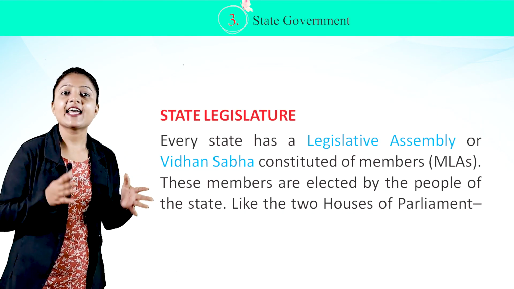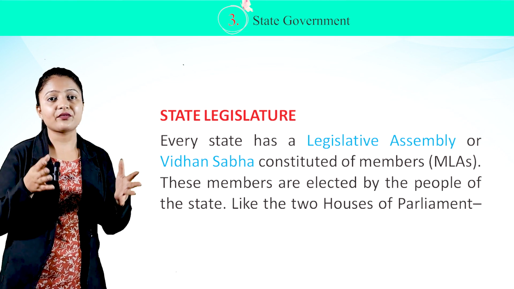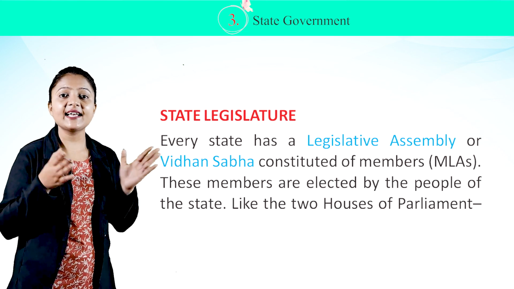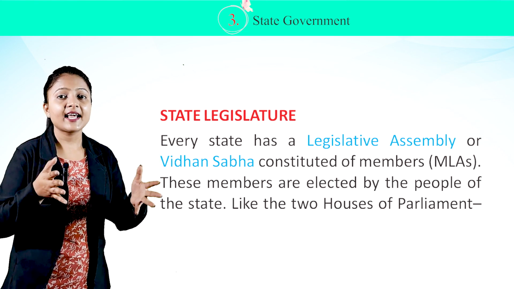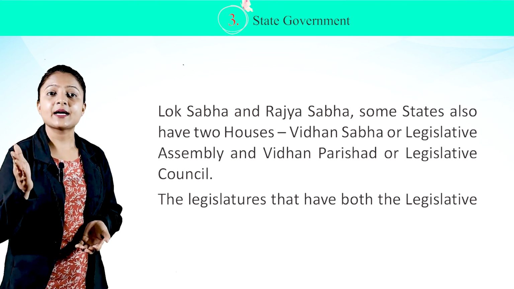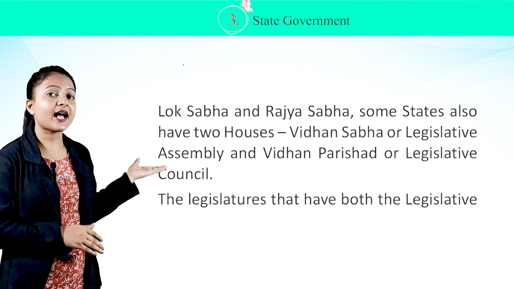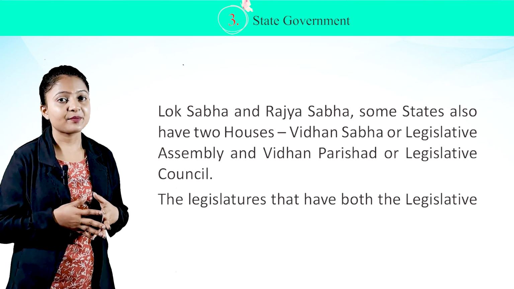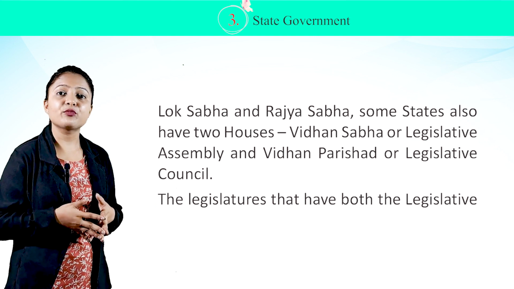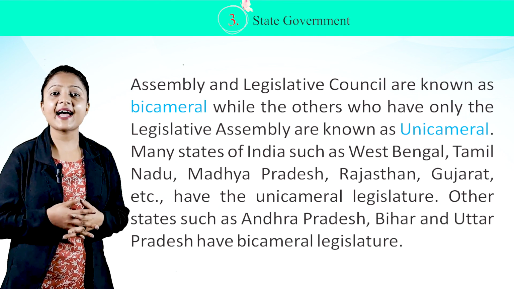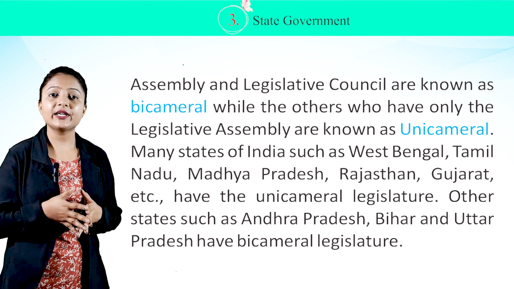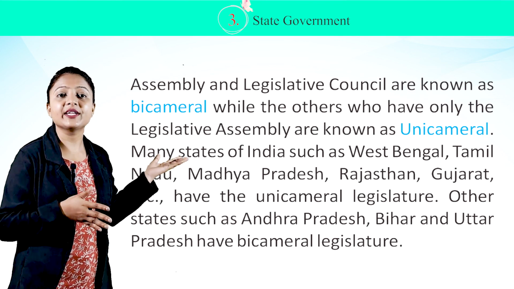State Legislature. Every state has a legislative assembly or Vidhan Sabha constituted of members, MLAs. These members are elected by the people of the state. Like the 2 houses of parliament, Lok Sabha and Rajya Sabha, some states also have 2 houses, Vidhan Sabha or legislative assemblies or Vidhan Parishad or legislative councils. The legislatures that have both the legislative assembly and legislative council are known as bicameral, while the others who have only the legislative assembly are known as unicameral.